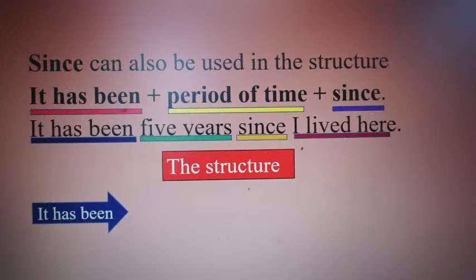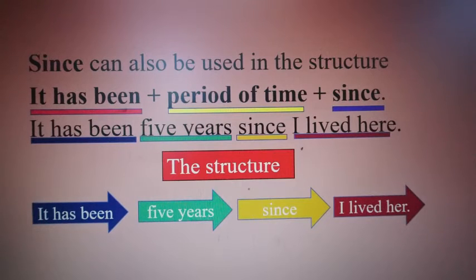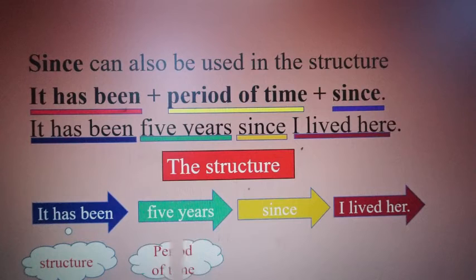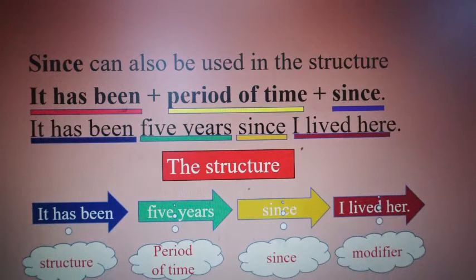Example: "It has been 5 years since I live here." So "it has been" is the structure, 5 years is the period of time, since is the time expression, and "live here" is the modifier, the rest of the sentence to make this sentence make more sense. Okay, let me come back to sum up.